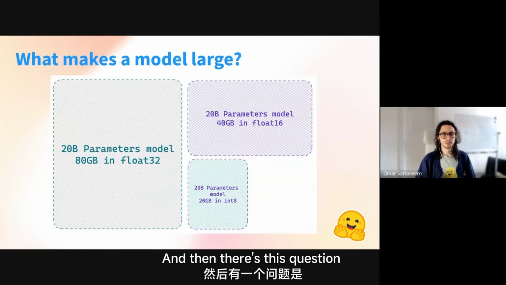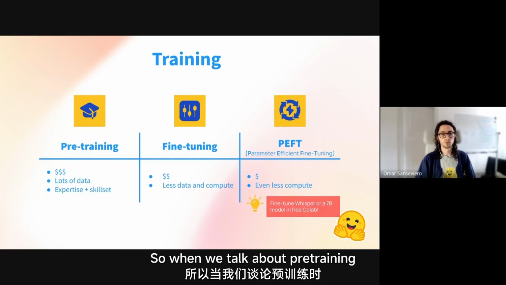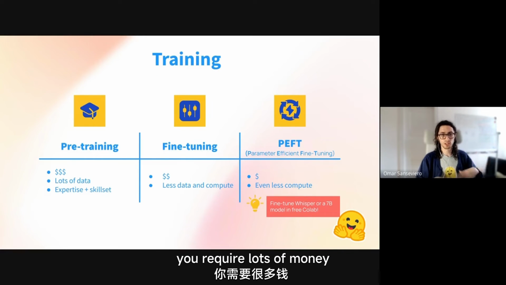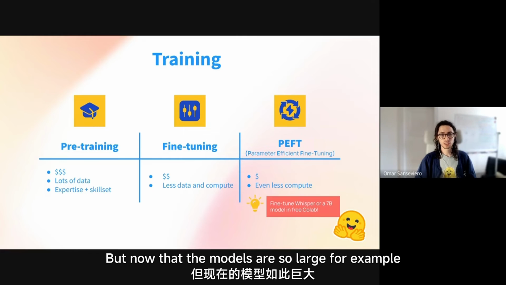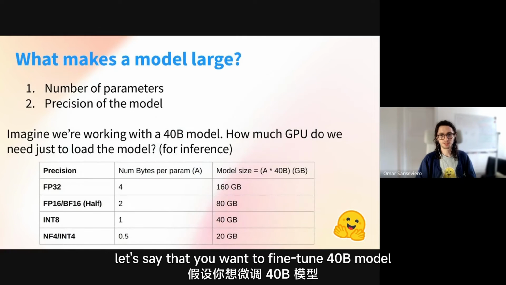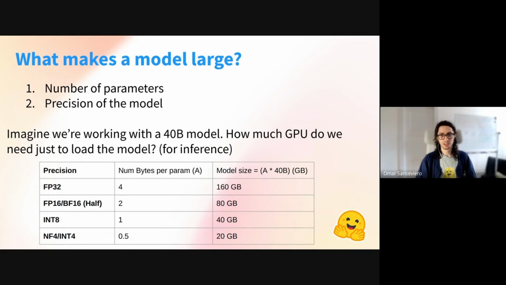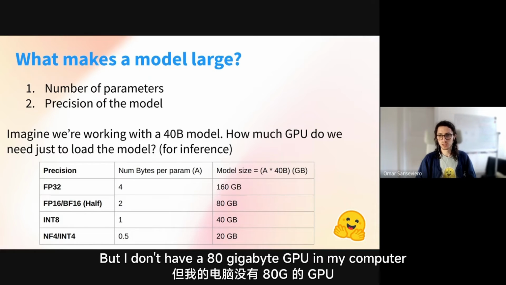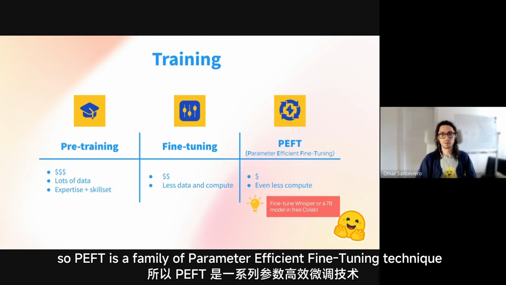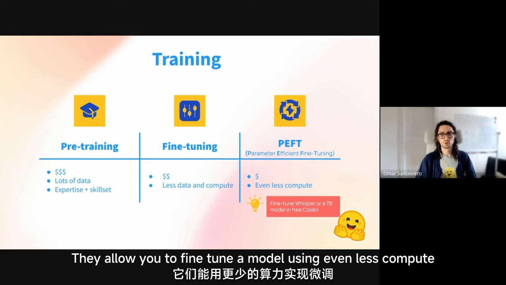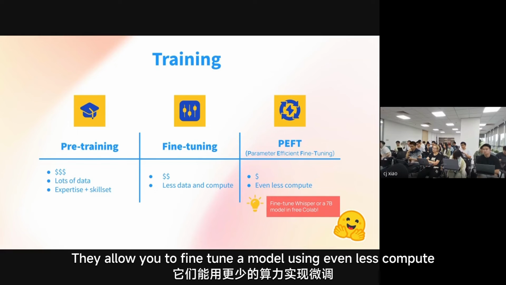And then there's this question, can we leverage this also for training? So when we talk about pre-training, you require lots of money, lots of data, lots of expertise. When you use fine-tuning, you require less compute and less data, which is great. But now that the models are so large, so for example, let's say that you want to fine-tune a 40 billion parameter model. I don't know about you, but I don't have an 80 gigabyte GPU in my computer. So people started to do PEFT. So PEFT is a family of parameter-efficient fine-tuning techniques. They allow you to fine-tune a model using even less compute.